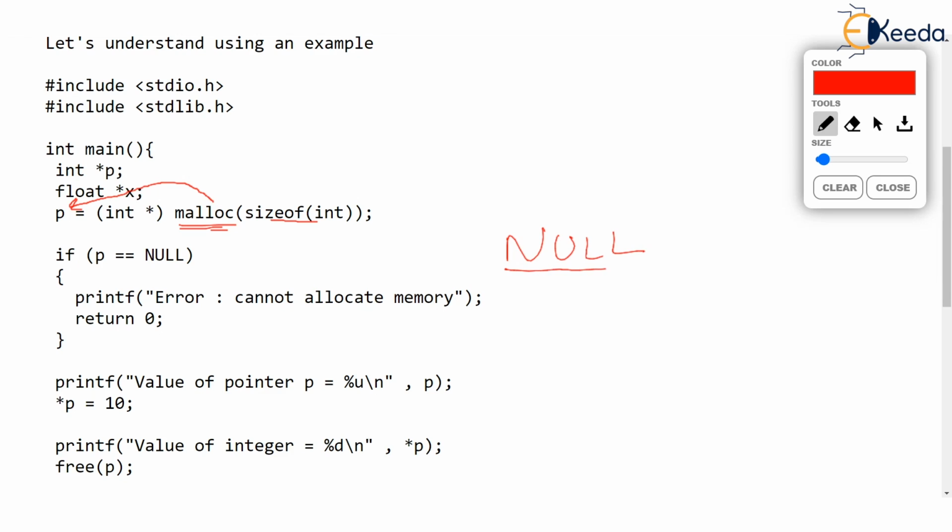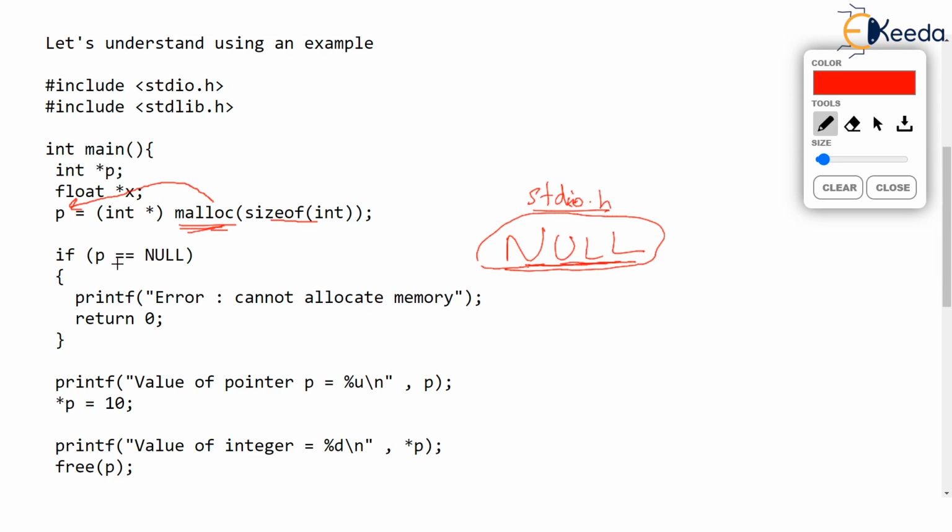And this null is a reserved word which is always written in capital letters. It's a reserved word and it is defined in stdio.h. This reserved word is in this header file. So what I was telling is it is very good programming practice that after you call malloc, you check whether malloc was successful or not. The way to do it is you just check what is the value of p.